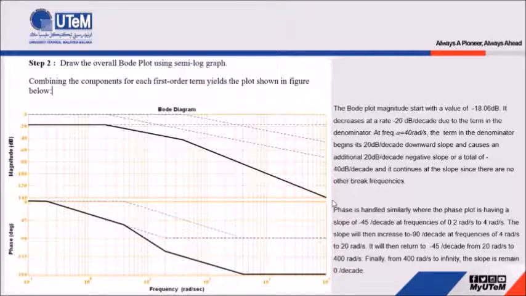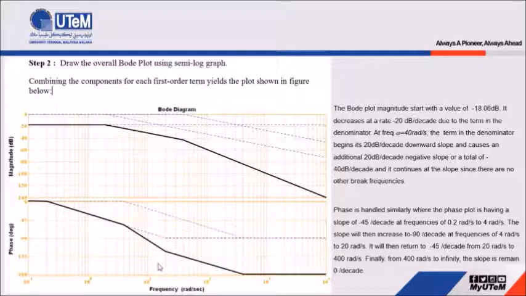dB per decade. Okay, next for the phase plot, it can also be handled similarly, where the phase plot has a slope of negative 45 degrees per decade, which occurs at 0.2 radian per second to around 4 radian per second, where the slope will then increase to negative 90 degrees per decade from 4 radian per second to 20 radian per second, and then after this 20 radian per second, it will return to negative 45 degrees per decade, and like this from this point till 400 radian per second, and finally from 400 radian per second to infinity, the slope remains 0 degrees per decade.